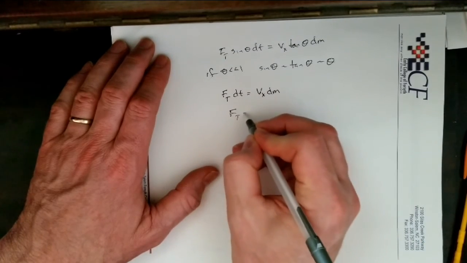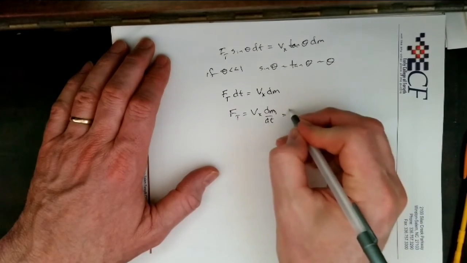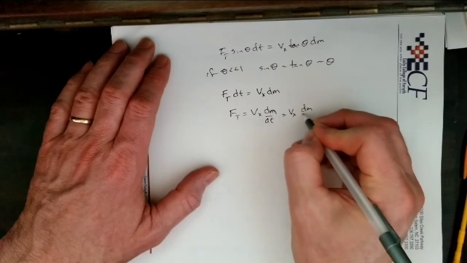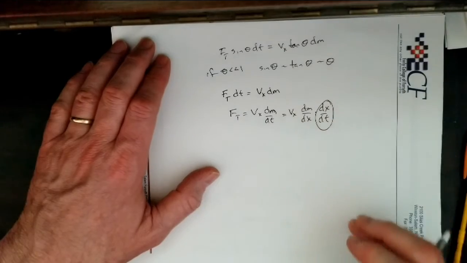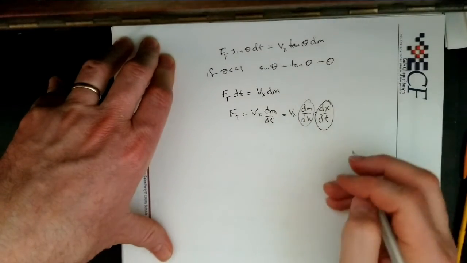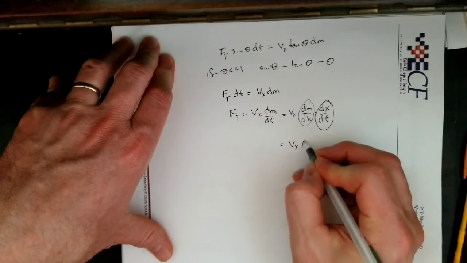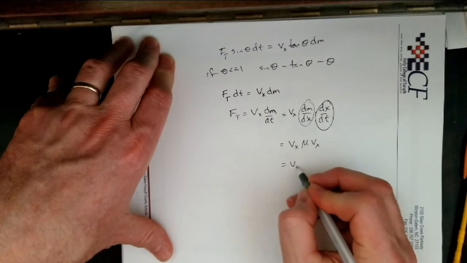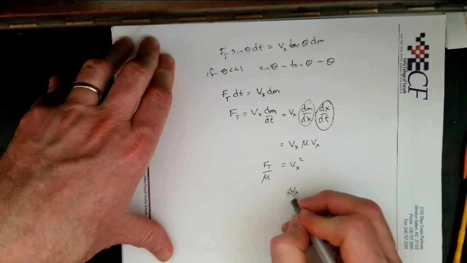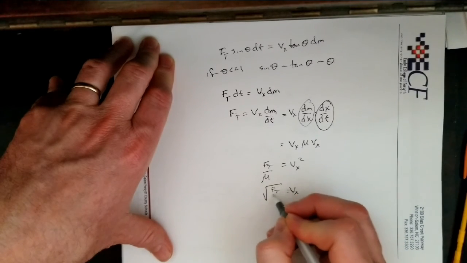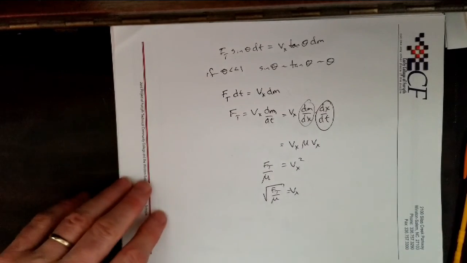So the tension is equal to Vx times dm over dt, which is Vx times dm dx times dx dt. That's just the speed in the x direction, and that is the linear density of the string. So this becomes Vx mu Vx, or Vx squared is equal to the tension over the linear density, or the speed in the x direction is equal to the square root of the tension over the linear density. And so that's a second derivation. There are other derivations that I have seen, but I'm going to stop it there.